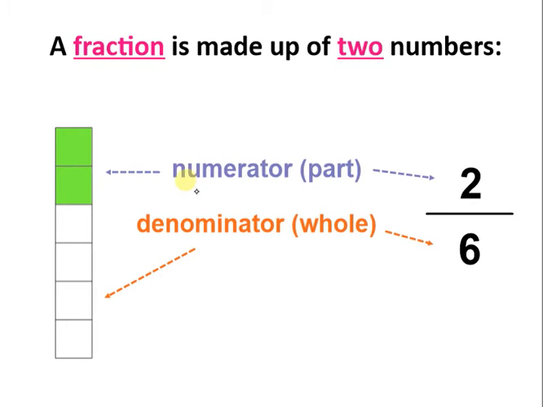So a fraction is made up of 2 numbers. The top number of a fraction is called the numerator. The numerator is the part that we do have. The bottom number is called the denominator. Now the denominator is the whole. We do have part of that whole, and this is how much we have, but there's also parts of the whole that we're usually missing.